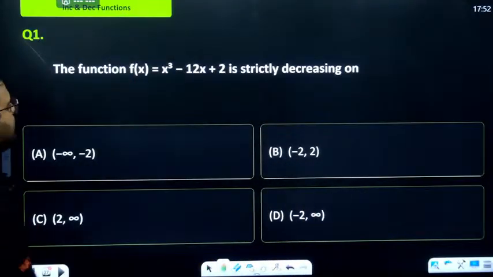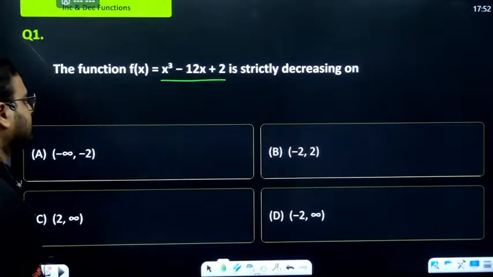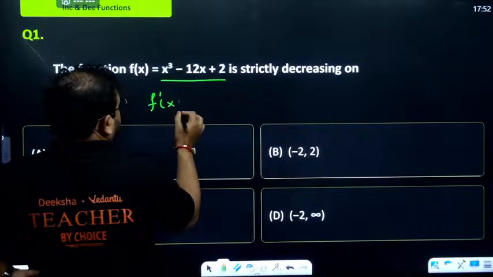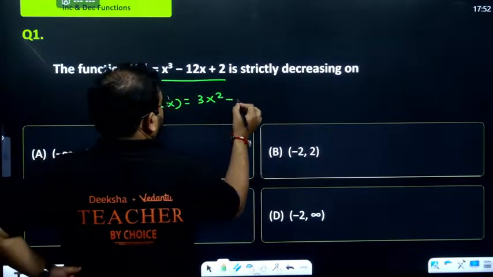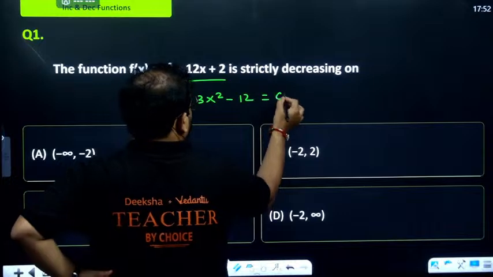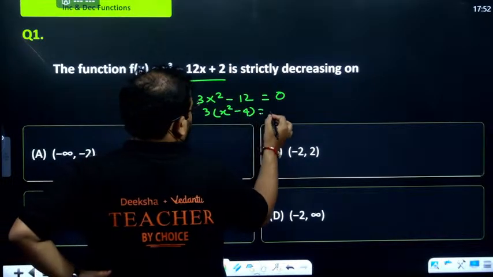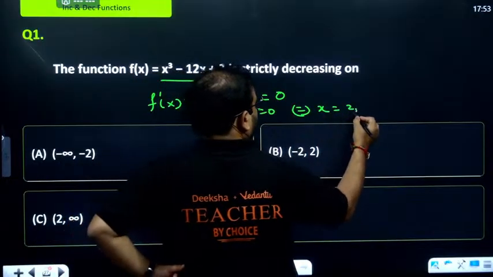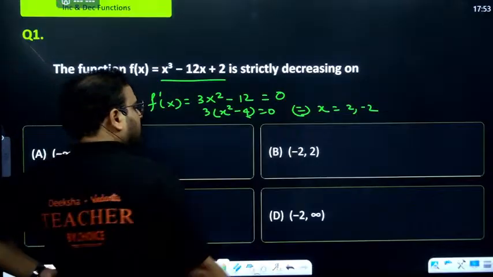The function f(x) equal to x cube minus 12x plus 2 is strictly decreasing on. Again, the step is same. Differentiate. We'll have 3x square minus 12, put equal to 0. Take 3 common, we get x square minus 4. So my critical point is what? x equals 2 or minus 2.